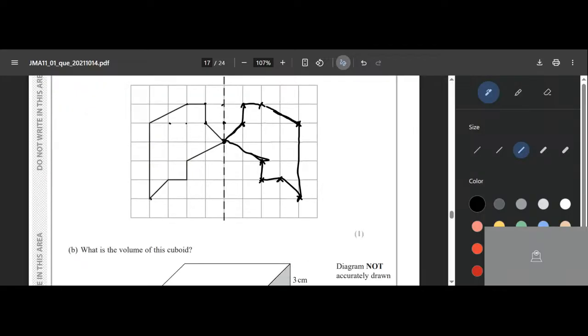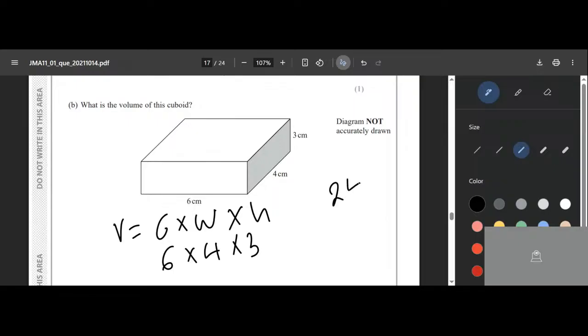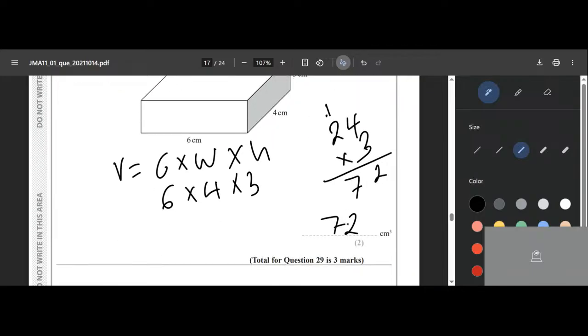Then find out the volume of a cuboid. How to find the volume of a cuboid? It is length times width times height. So it is 6 times 4, we know it is 24. And 24 times 3, this one will multiply it of 12. Then we carry 1, 6, 7. So the volume is 72.